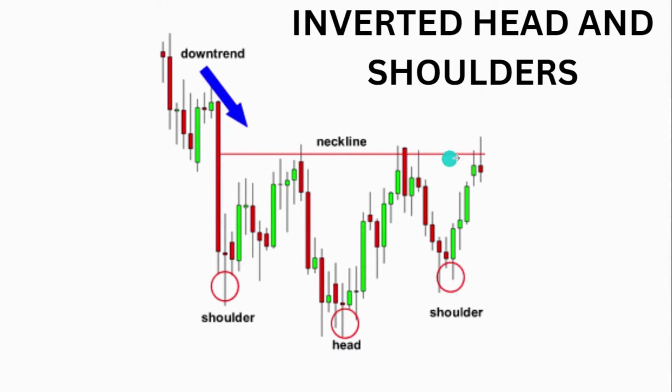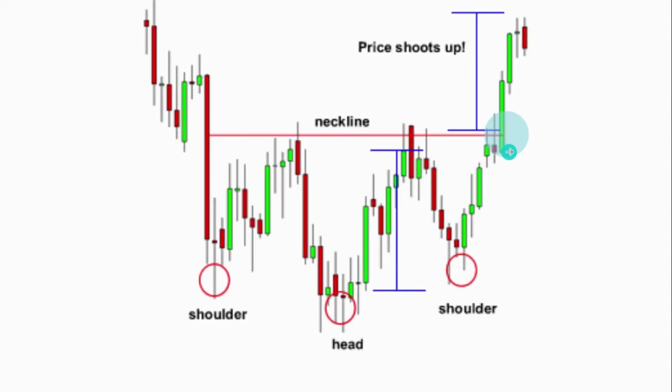So what we're basically going to do is wait for price to break through this neckline. That's when you can start looking for your entries, right? And then we can see here that once price broke this, it ran back up, reversing the downtrend that was originally there, and then reversing the trend with the head and shoulders pattern.